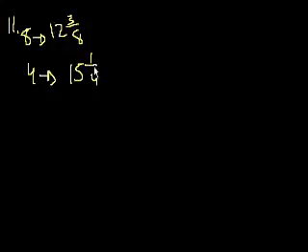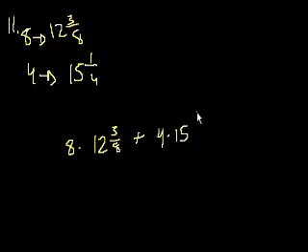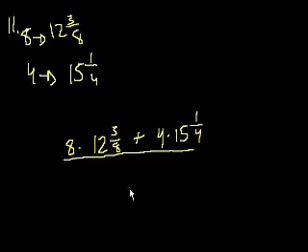So you essentially have to take the sum of the weights of all of them and divide by the total number of packages, right? So what's the sum of the weights? For these 8 packages, we know their average, so the sum of the weights is going to be 8 times 12 3/8, plus 4 times 15 and 1/4. And we're going to divide that by the total number of packages, 12.